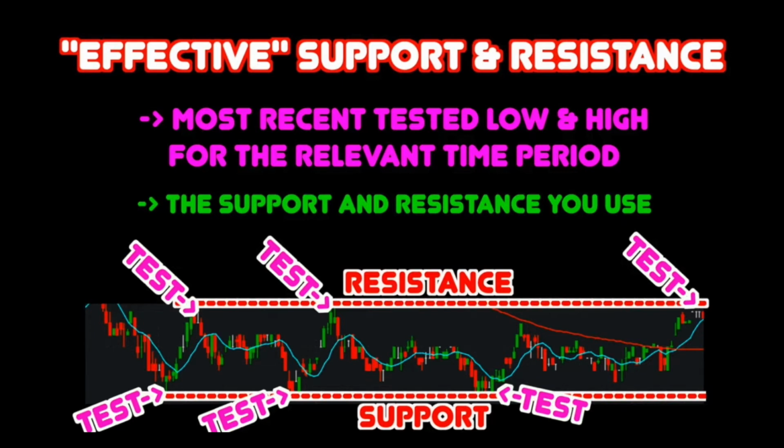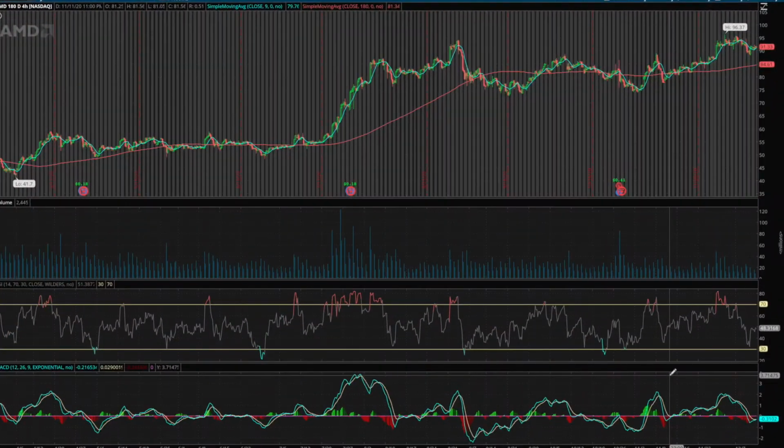All right? Now, what do we mean by tested? Tested means that it has returned at least twice to the same number. All right. Now we need to remember that we also have to look at the long-term support and resistance to find out how this stock has been going throughout the days. All right, so how do we find support and resistance?